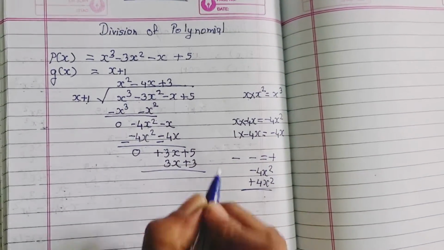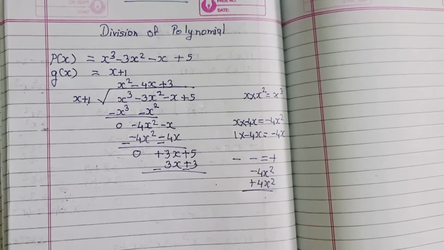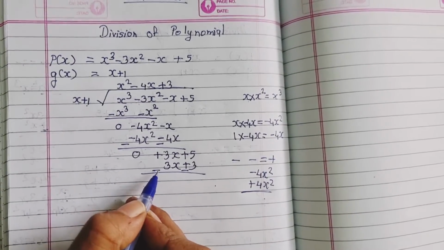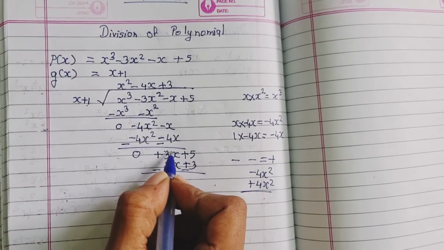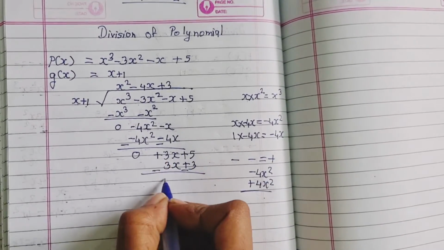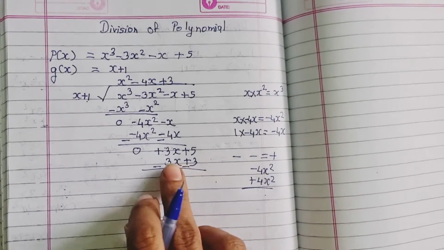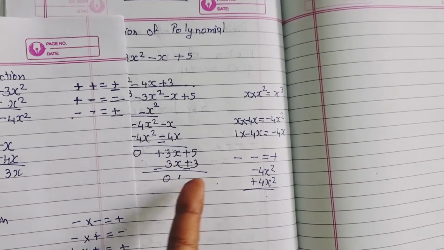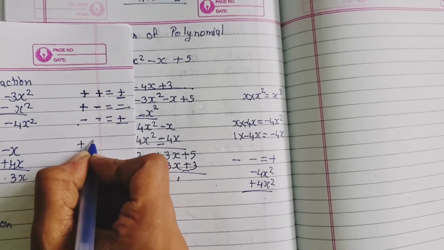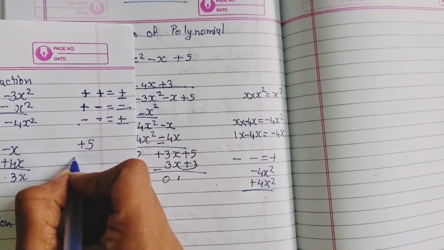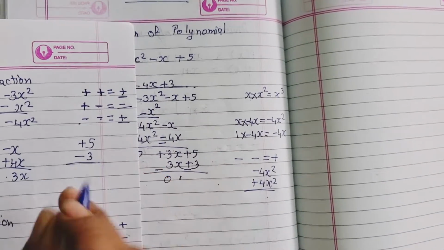Now same thing, always remember to put the negative sign. Likewise, I have put a negative sign here. Negative 3x plus 3x is 0. Now here what is written? It is plus 5. Look here, this one is plus 5 and plus minus. Plus minus is always minus, so minus 3.